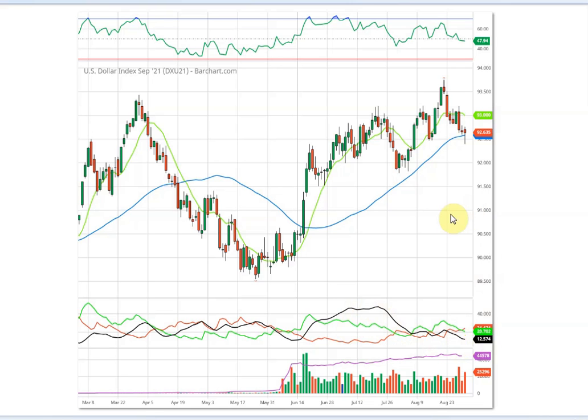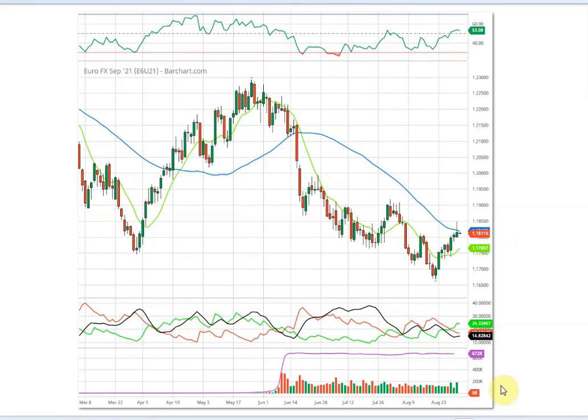I think it's had a nice move from 89.5 all the way up to 93.5. That's a nice 400-point move in, what's that, June, July, August, roughly 3 months. And I think it wants to rest from here. What does that mean for other commodities or stocks? Well, let's take a look at the next chart here, and that is the euro. The big beneficiary in terms of other currencies will be the euro.